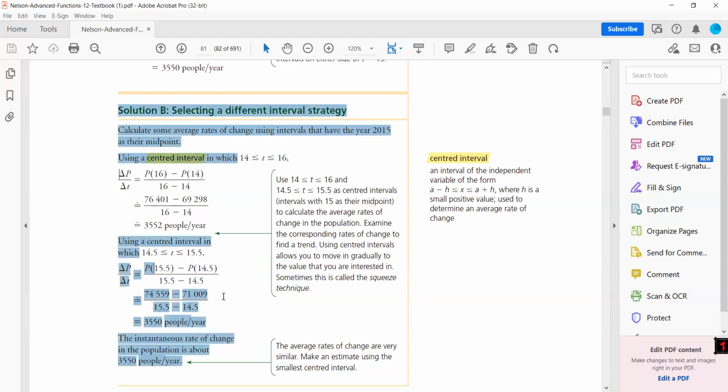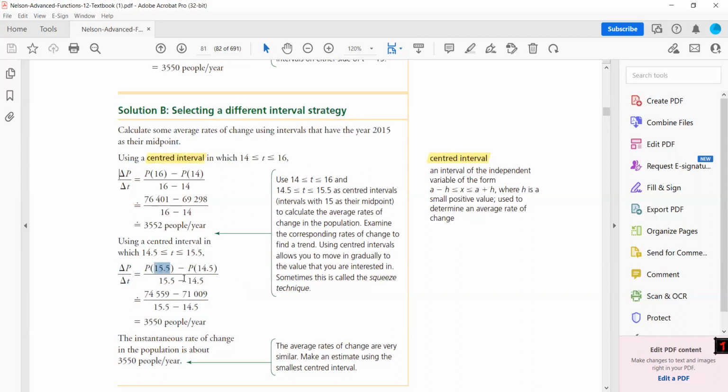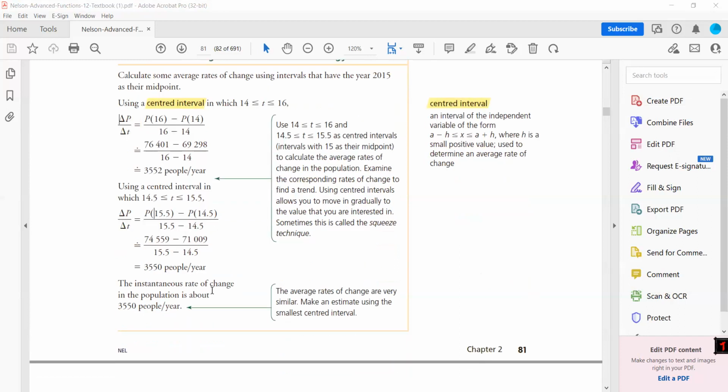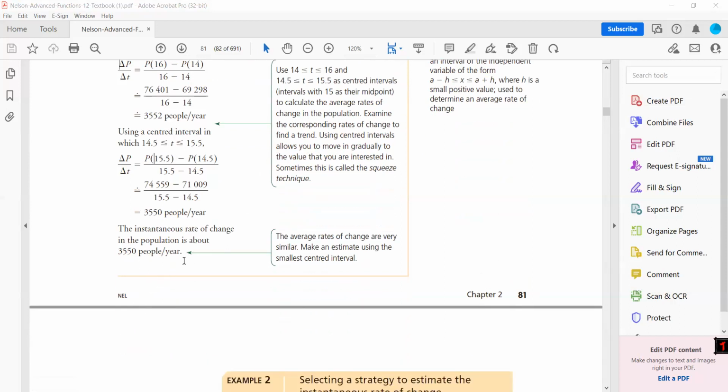So to get the most accurate estimate, I would take the smallest step possible. If you have data for, for example, 1/1000th of a year passing, that would be the better step to use. So the instantaneous rate of change in the population is about 3,550 people per year.